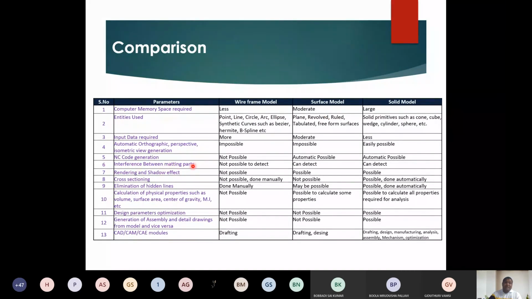And interference between mating parts. It is not possible here. Of course, the kind of detection is different in case of a surface model and in case of a solid model, but still they can detect. Whereas in case of wireframe model, it cannot detect at all. In case of surface model, surface to surface interference it can detect, whereas a solid model, on top of surface to surface detection, can also detect solid to solid interference as well. So like that, there are certain parameters available, almost around 13 parameters, and all the comparisons are also discussed.